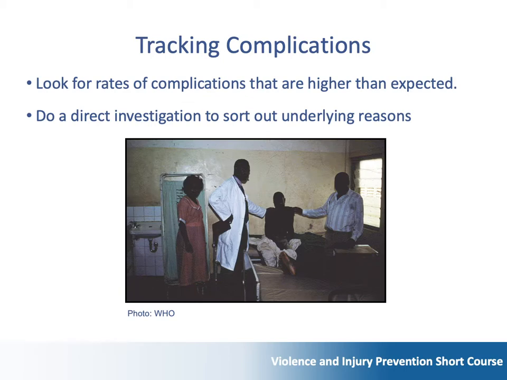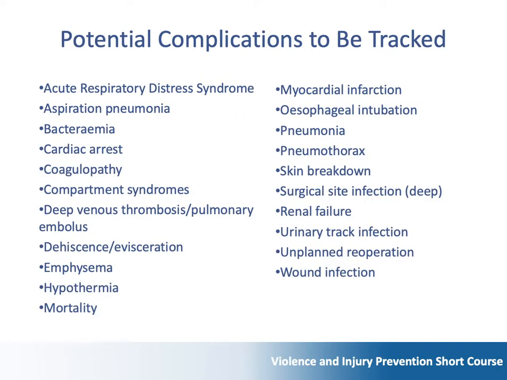The process of tracking complications looks for rates of complications that are higher than would normally be expected. If a high rate of a particular complication is identified, a directed investigation should be undertaken to sort out the underlying reasons for the detected increase. Once reasons for the unusual increase in complication rates are identified, corrective measures and strategies should be implemented to reduce the complication rates to an acceptable level. On your screen is an extensive list of potential complications that can be tracked.